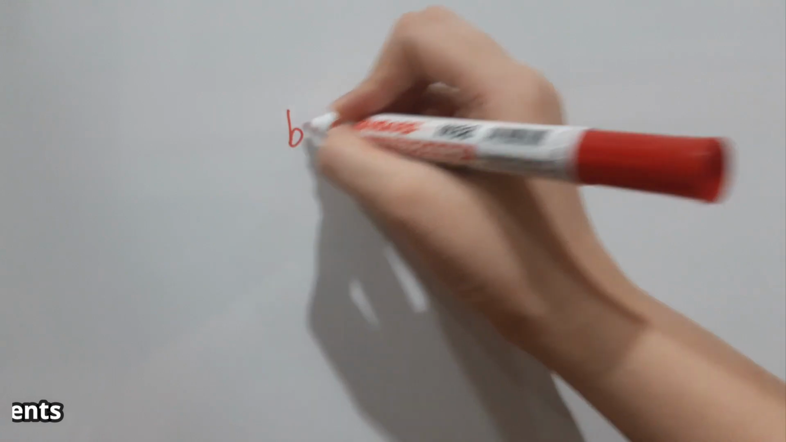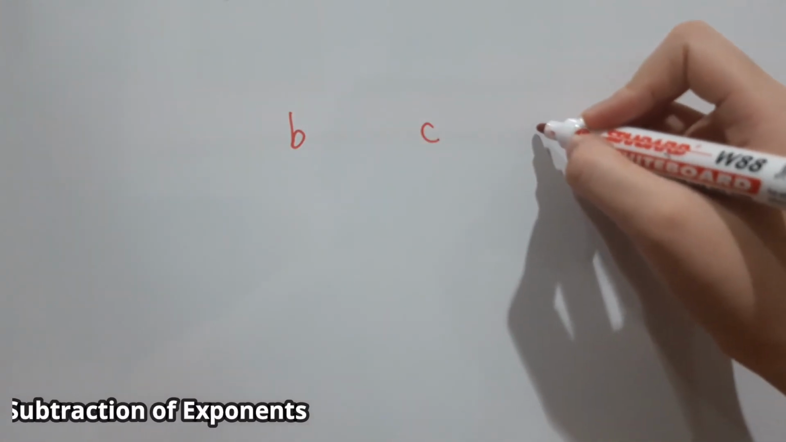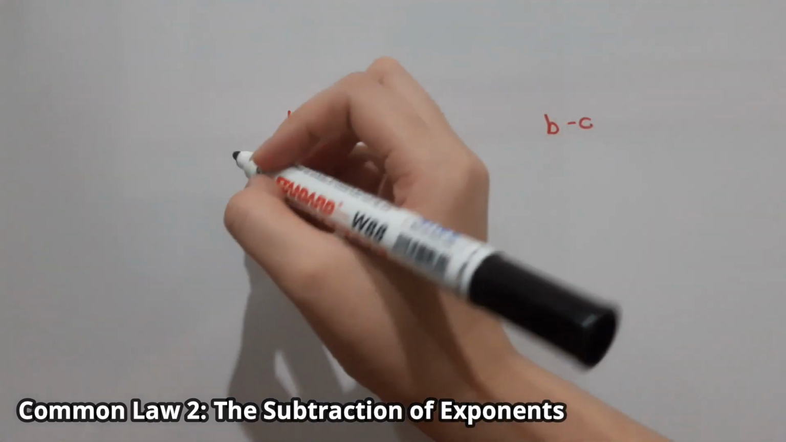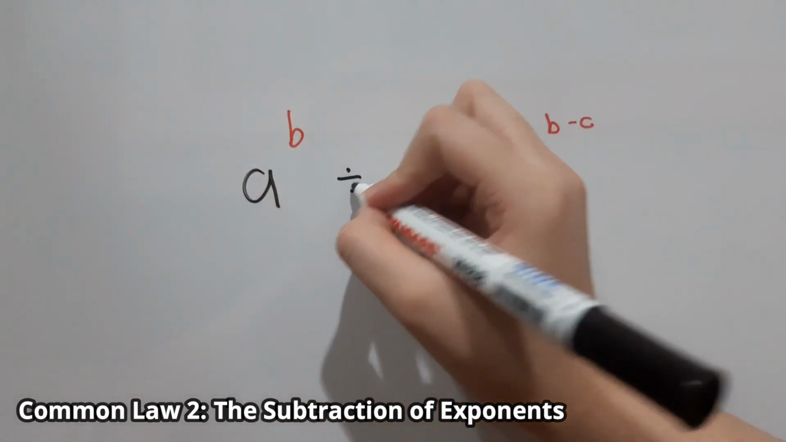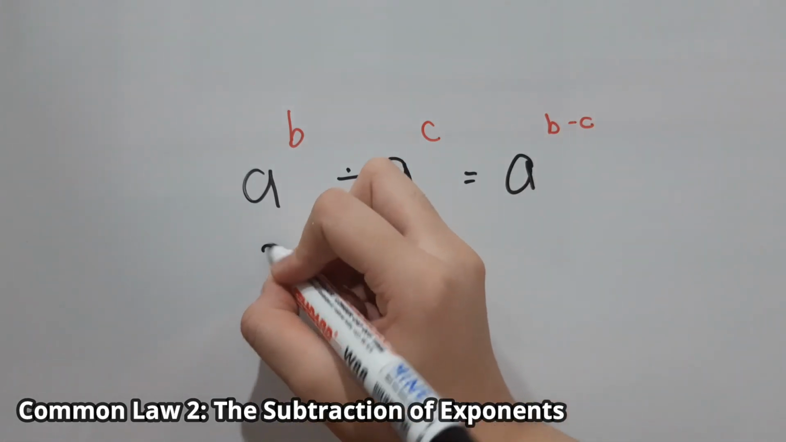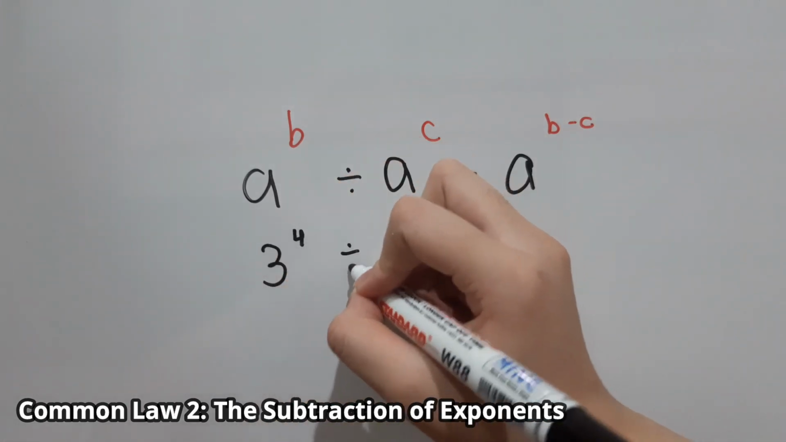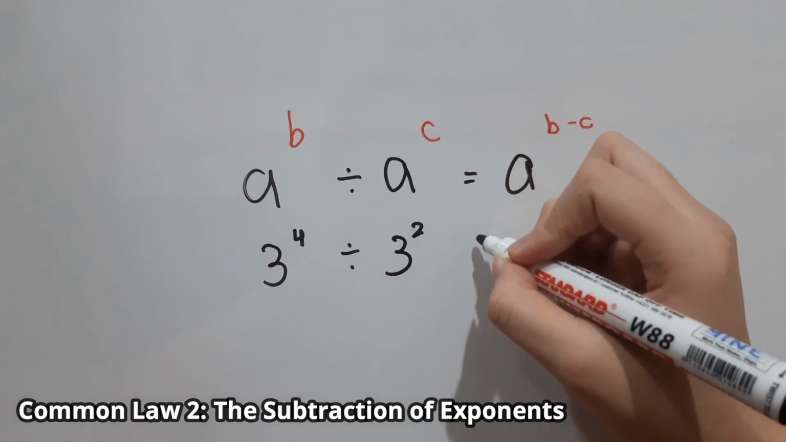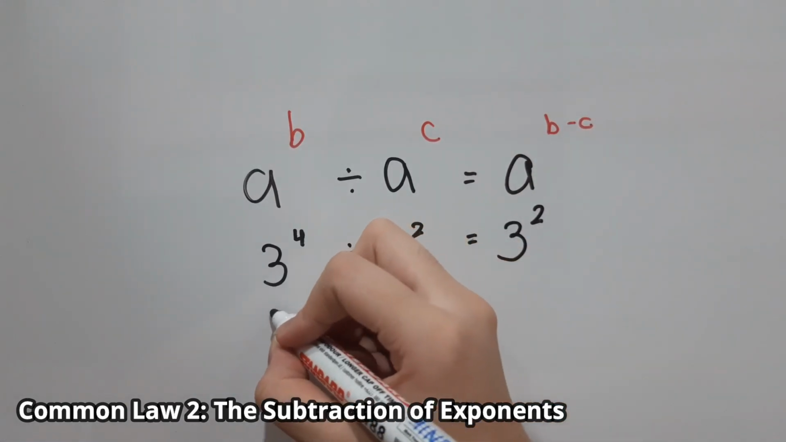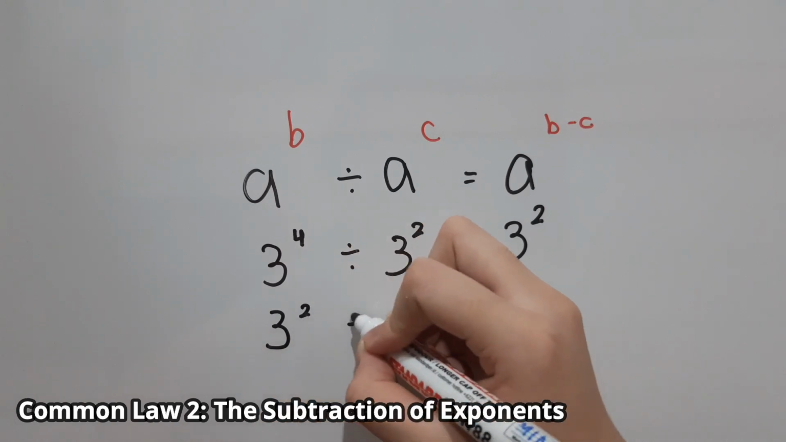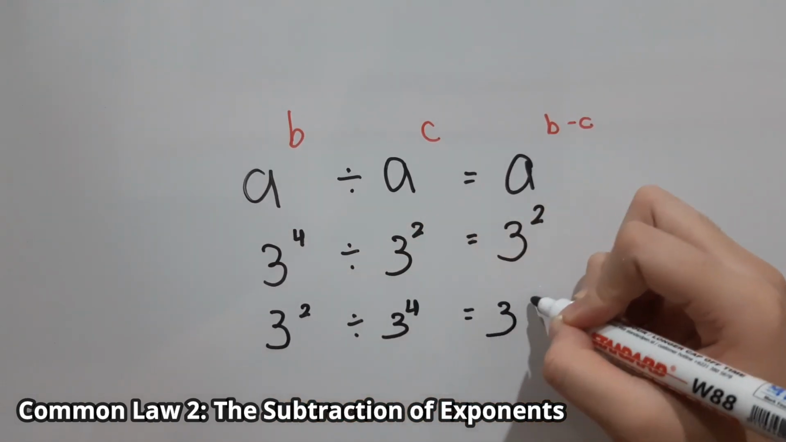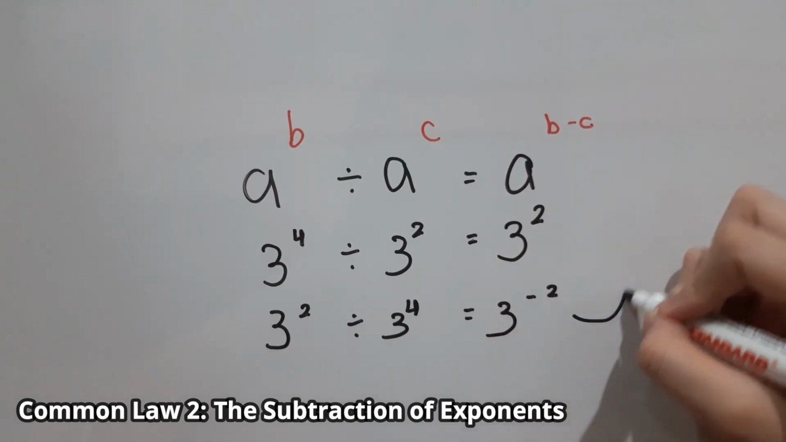Common Law 2. The subtraction of exponents. If we divide two exponential expressions that have the same base, the exponents can be subtracted. If we have 3 to the power of 4 divided by 3 to the power of 2, we get 3 to the power of 2. Sometimes though, the expression with the smaller exponent is written first, and a negative exponent results. If we flip the order of our example, dividing 3 to the power of 2 by 3 to the power of 4, we get 3 to the power of negative 2.